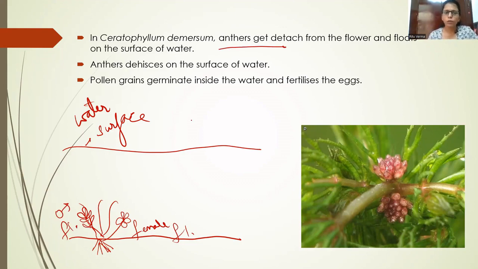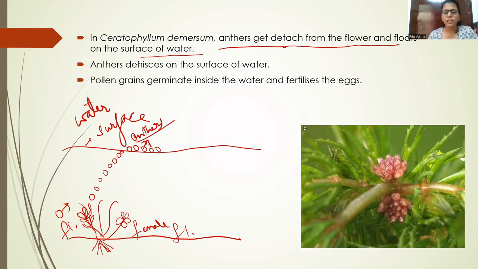Now what happens in Ceratophyllum demersum is, once these flowers are completely mature, the anthers from the male flower get detached from the flower and float on the surface of water. These anthers are lighter in weight, so they will move up, detach from the flower, and start floating on the surface of water. So these are anthers floating on the surface of water.